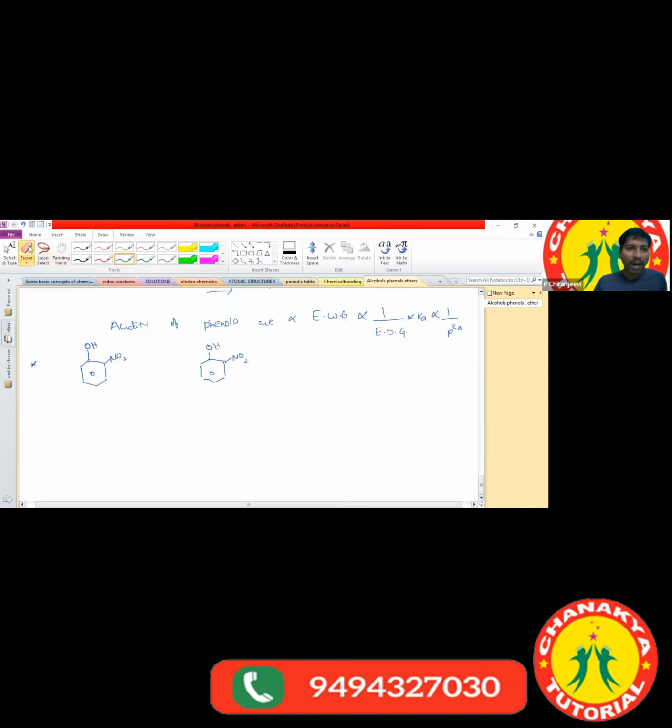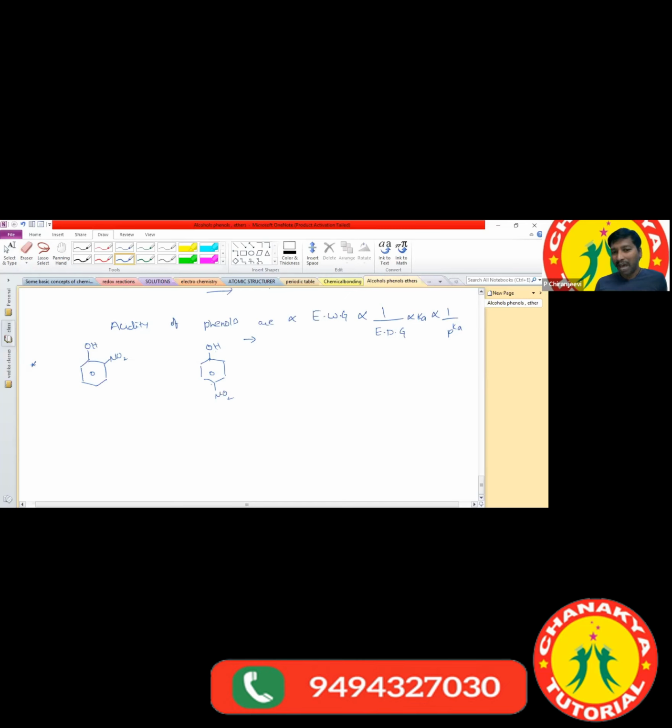Ortho-nitrophenol and para-nitrophenol. Which one is more stable, and which one is more acidic also? Two to three questions are there based on this one. First one, I'm asking about the stability. Which one is more stable?